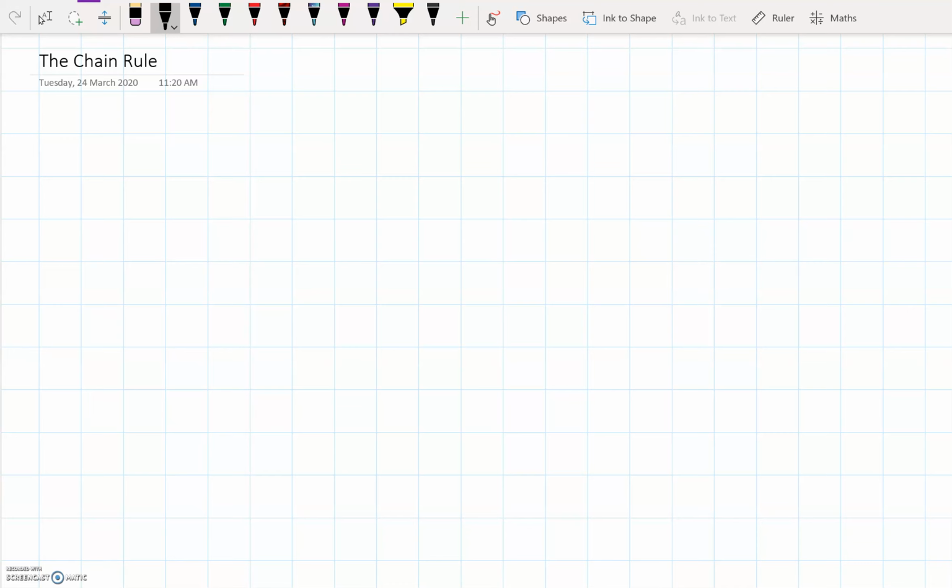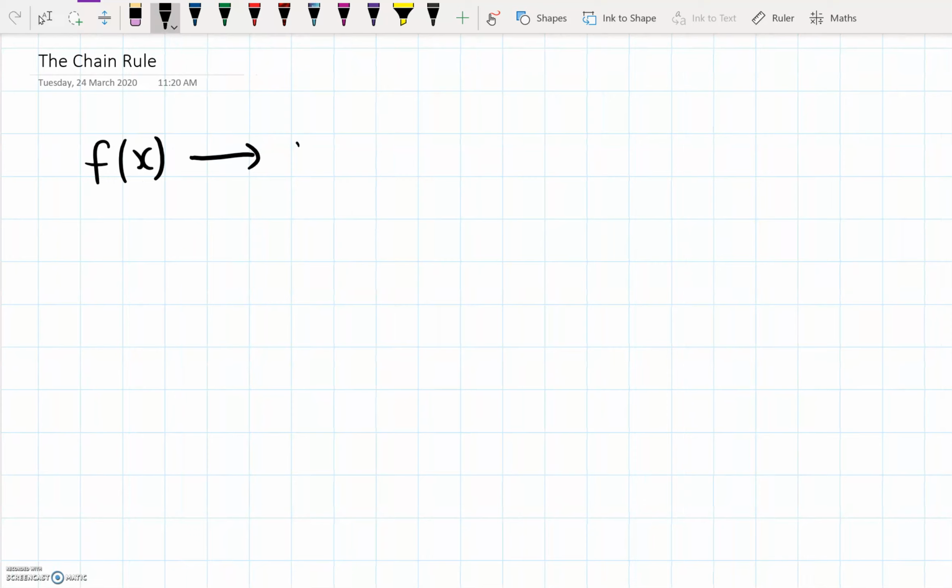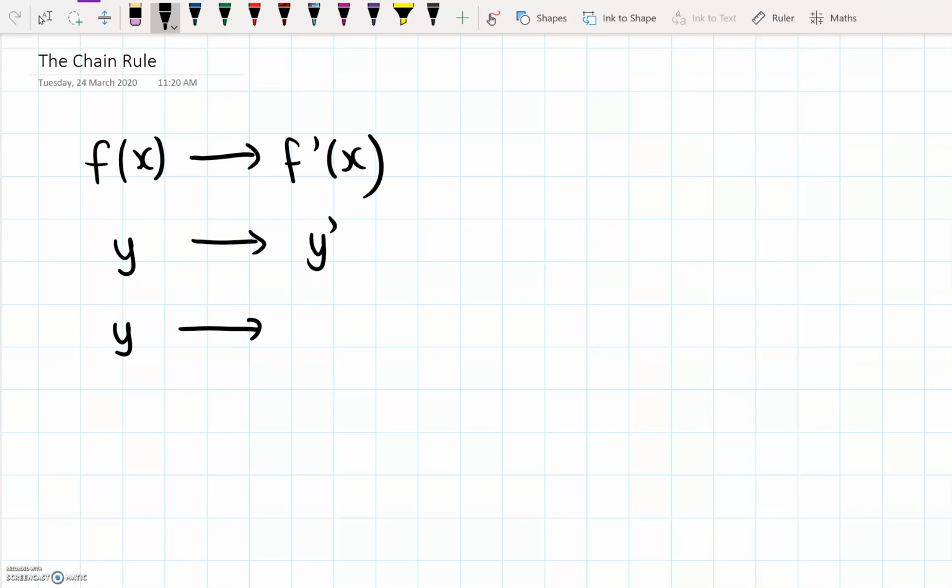Okay, now, firstly, when we talk about functions, we normally talk about them as function of x, f(x). That is the function in terms of x. We also then say that the differentiated function, the first derivative, is f prime x. We can also write this as y or y prime. There's another notation that we can use, and that is when we have y, if we differentiate it, we can write it as dy/dx. And that's quite similar to the notation you've used before.